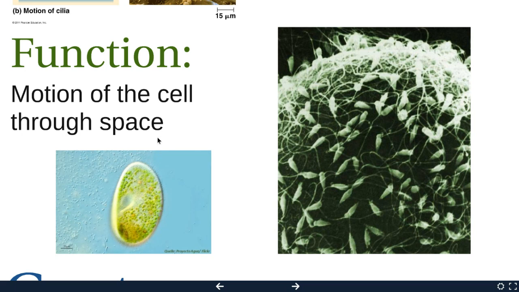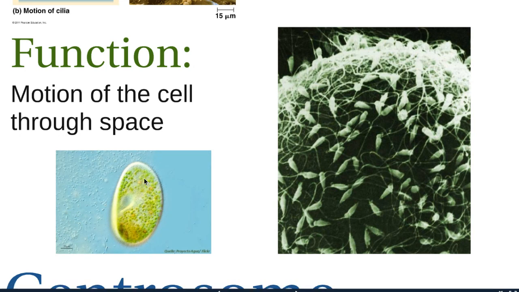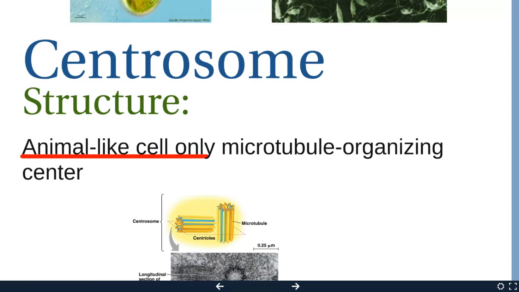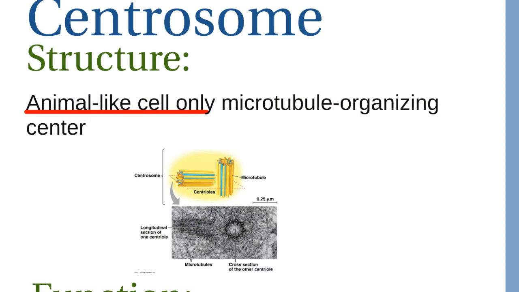Cilia are what's found all along the cell. They look like little short hair protrusions, and they beat back and forth to move the cell. The flagella is the long one.